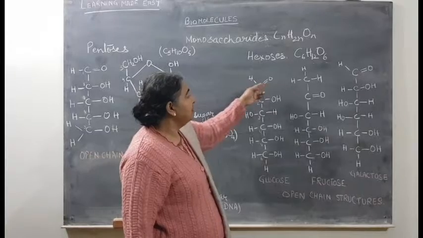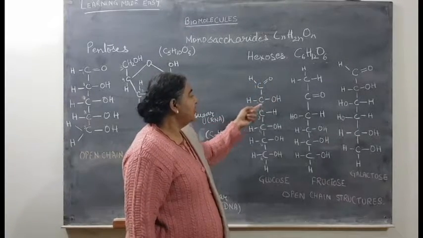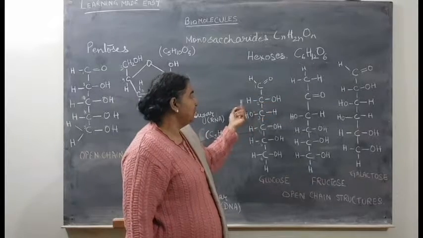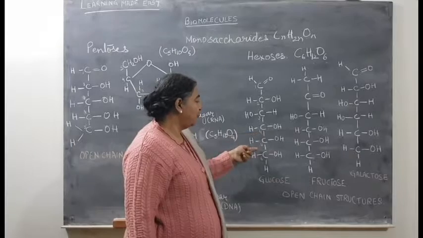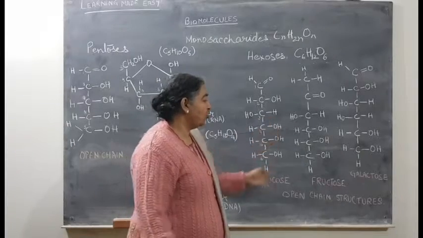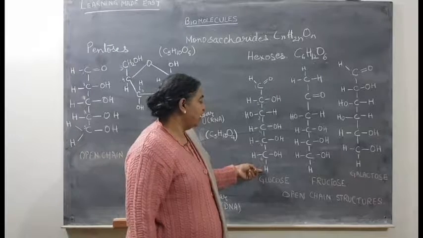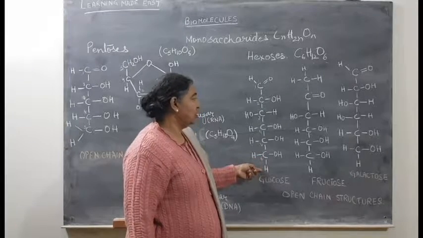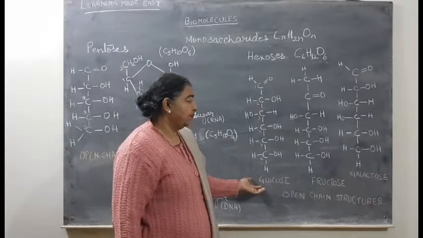Now the first carbon is attached to double bond O and an H. The second with an OH and H, the third with an H and OH, the fourth, fifth and sixth having OH on the right hand side, H on the left side, and having an H at the end of the chain. This is an open chain structure of glucose.